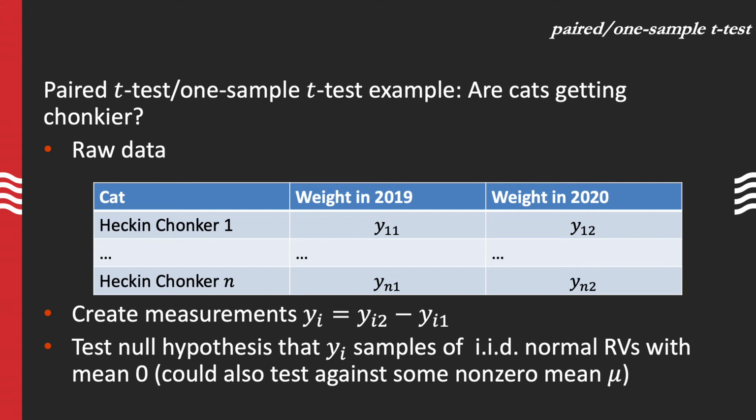So our raw data is going to be that we measure the weight of n heckin' chonkers in 2019 and also in 2020. We're going to denote their weights in 2019 with the second index 1, and in 2020 the second index is going to be 2.